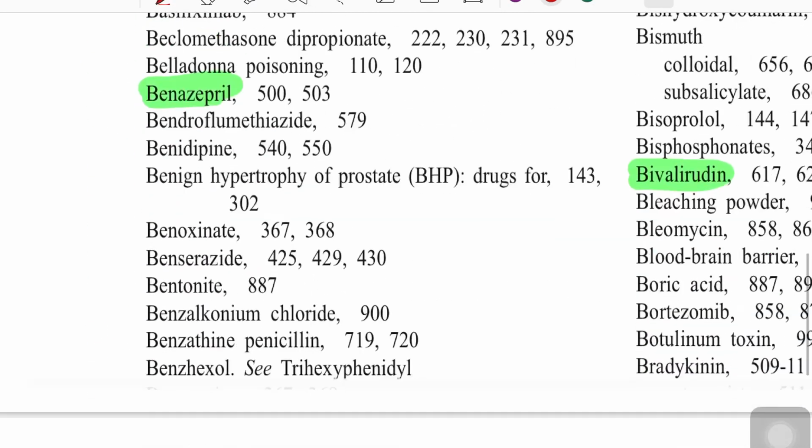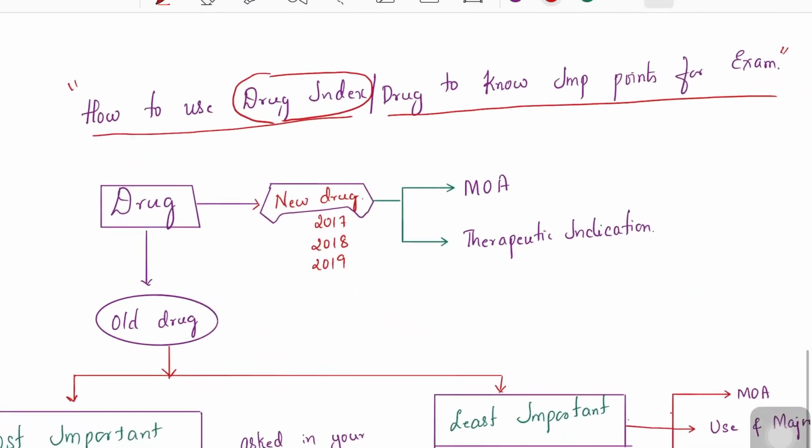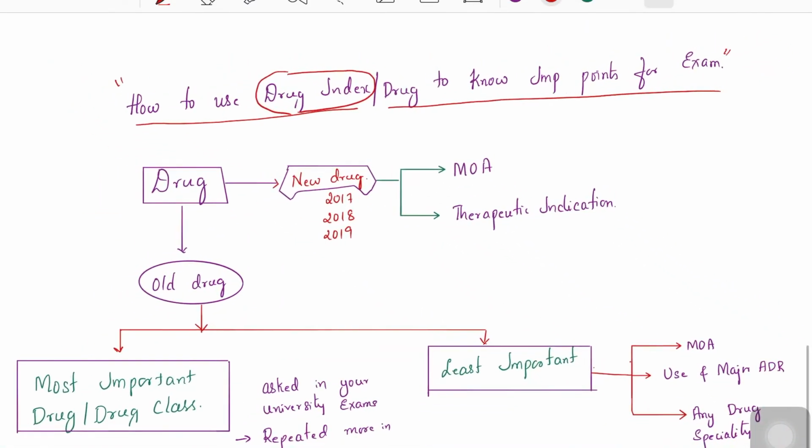Now whenever you come across a drug, whether through the drug index or through any other MCQs, what you have to analyze when you read this question: first, what is that drug? First analyze whether it's a new drug or an old drug. If it's a new drug approved in 17, 18, 19, there is nothing to remember. You only need to know the mechanism of action or therapeutic index of the drug. So I suggest this to be read only at the end. The new drugs have to be read only at the end, not in the beginning.